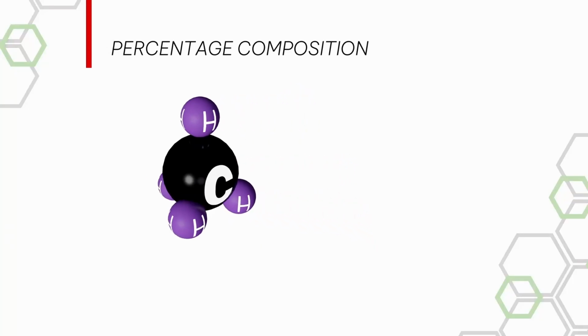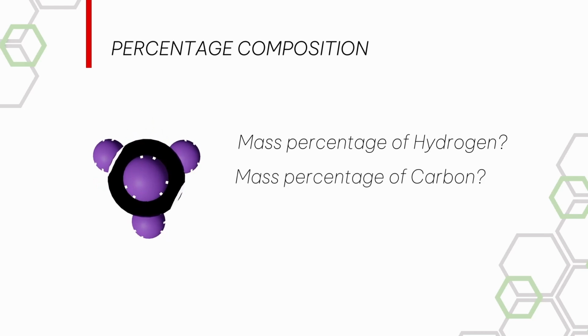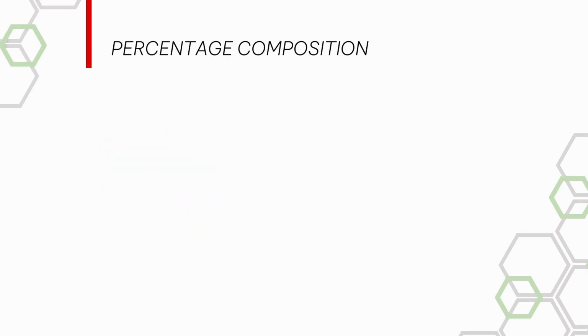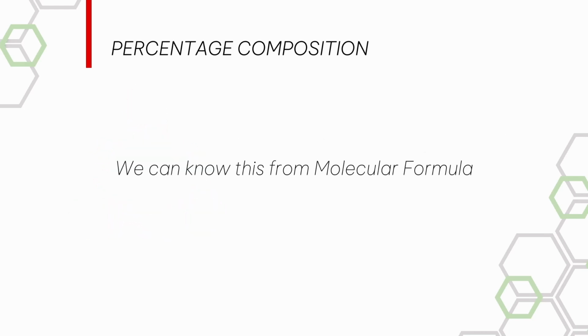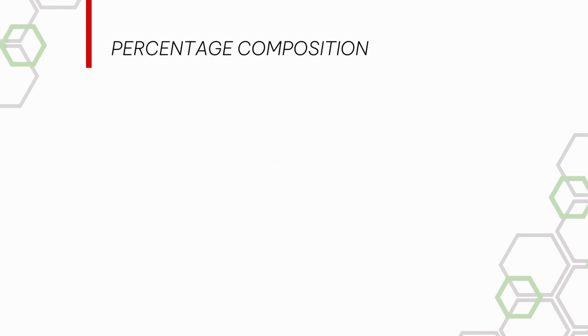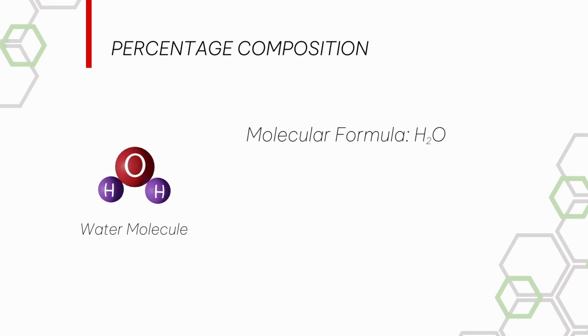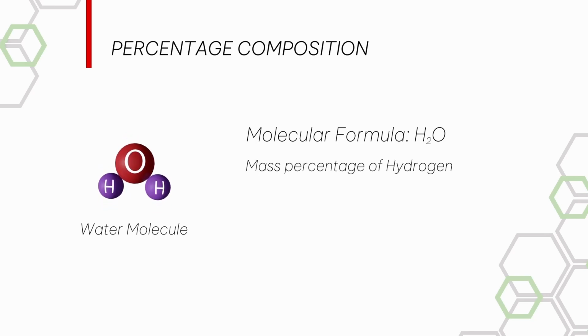Percentage composition. Sometimes it becomes necessary for us to know the percentage of a particular element present in a molecule of a given compound. So it can be known from the molecular formula of that substance. As the molecular formula of water is H2O, now suppose we have to find out the percentage of hydrogen present in the water molecule.